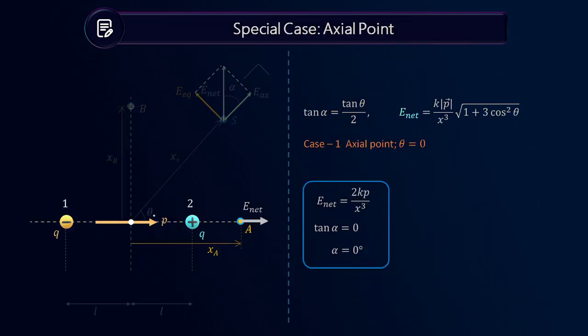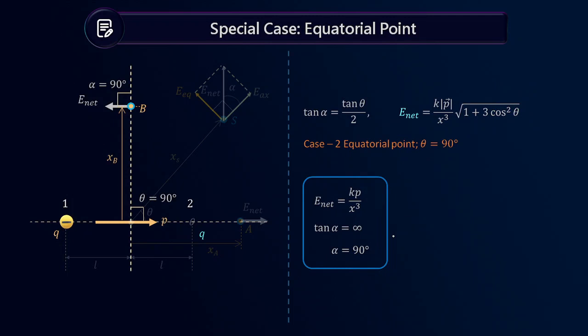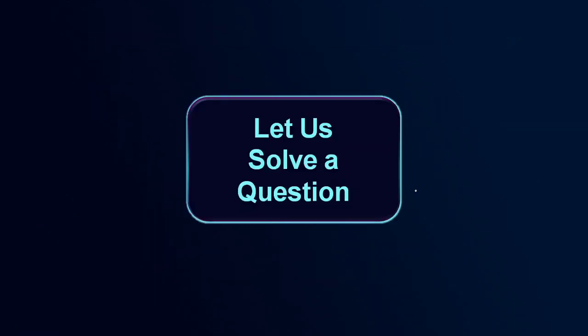Now if I want to check, so we had at a general point this formula: E net is Kp by x cube root under 1 plus 3 cos square theta. So at the axial point, theta is how much? 0. So if you put the value 0 here, cos theta will be how much? 1. So 1 plus 3, that is 4. So root under, it will become equals to 2 Kp by x cube, and alpha will be 0. Similarly, at the equatorial point, theta will be 90 degree. So if you put 90, cos theta will be 0. So answer will be Kp by x cube. Simple, easy. Yes or no?